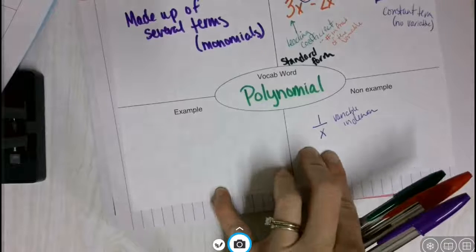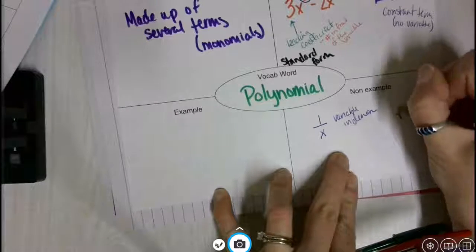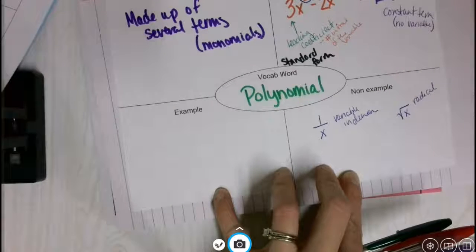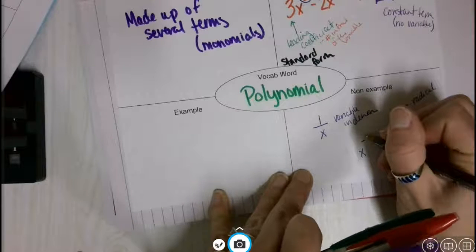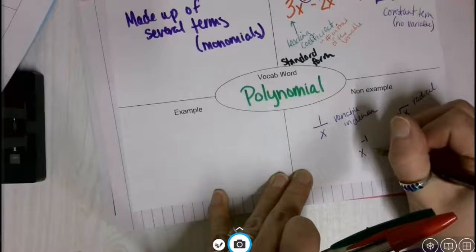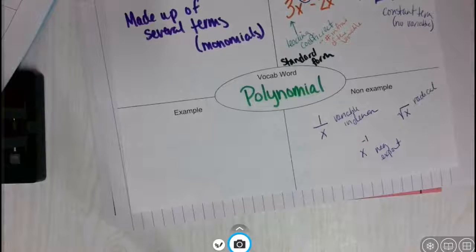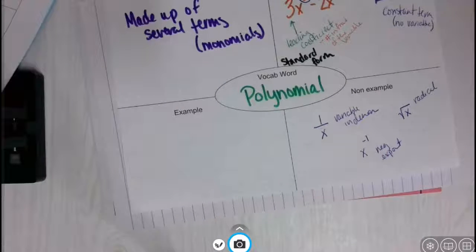Something, if I end up with a variable in the denominator, that means it is not a polynomial. If I have a radical, that is not part of our polynomial. If I have a non-positive exponent, that is not part of a polynomial. Okay? So these are just a couple of things that we need to know when we're dealing with polynomials. So if at any point you see any of these three things, that tells us it's not a polynomial.